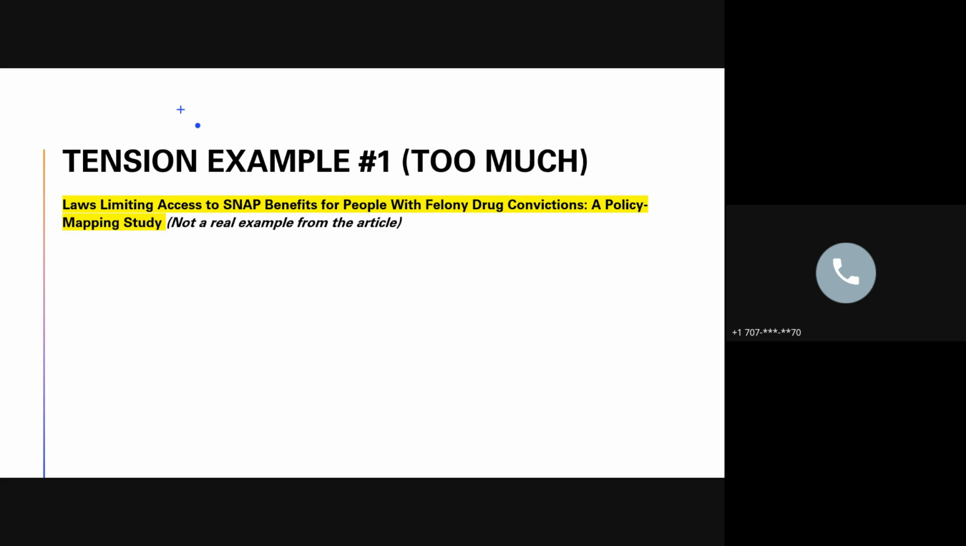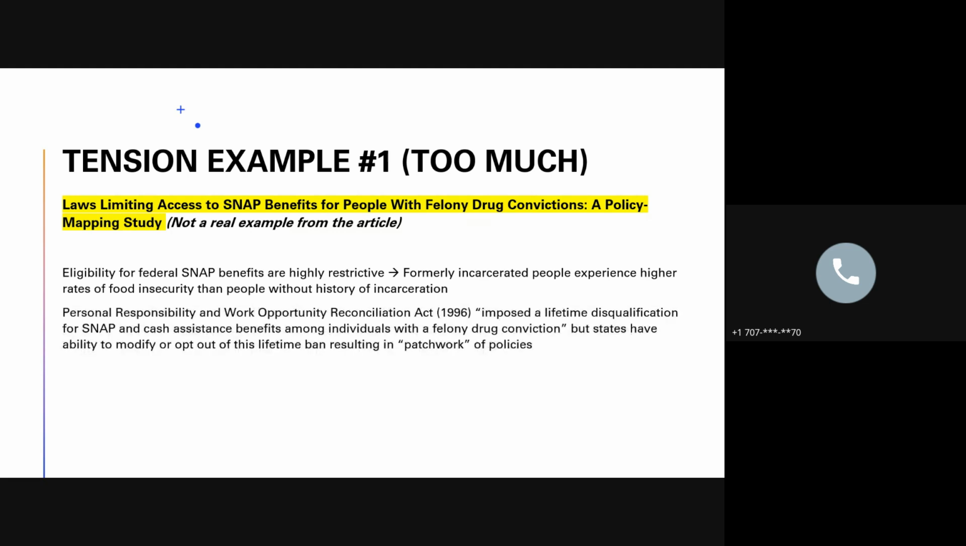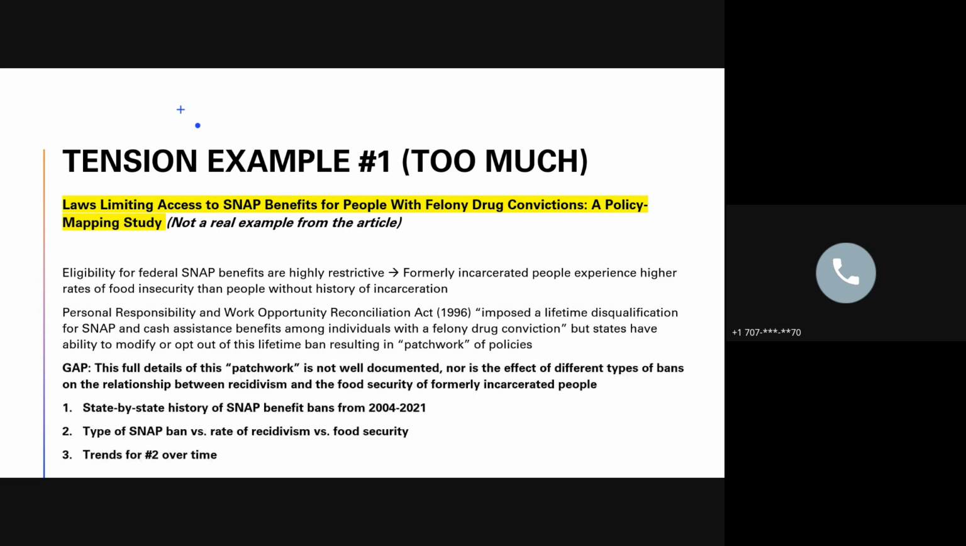So you can also have too much tension. This isn't a real example from the article. This is just me imagining if they were to write this article with too much tension. So, not enough tension; now we're going to talk about too much tension. Same thing: eligibility is highly restrictive. This act is imposed federally, but states can modify or opt out, resulting in a patchwork. And then this is what it would look like if there was too much tension. The full details of this patchwork aren't well documented, nor is the effect of different types of bans on the relationship between recidivism and the food security of formerly incarcerated people.